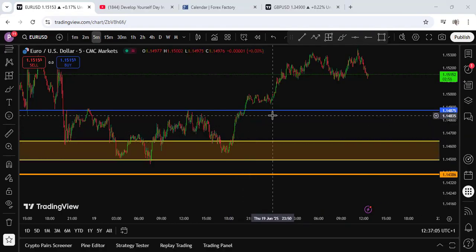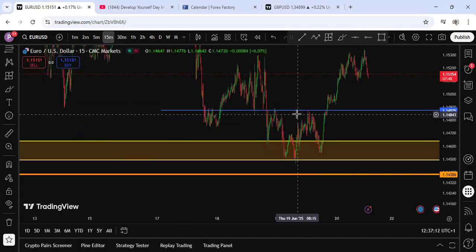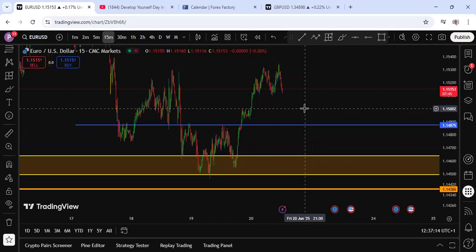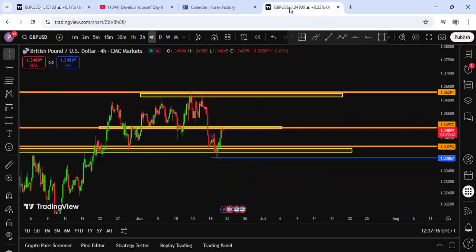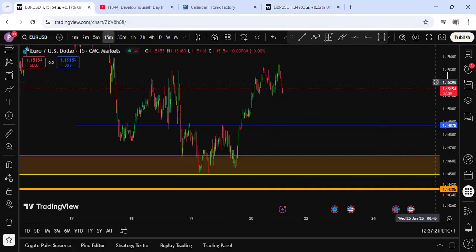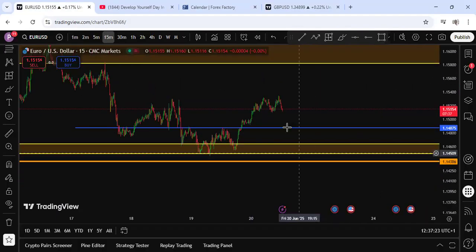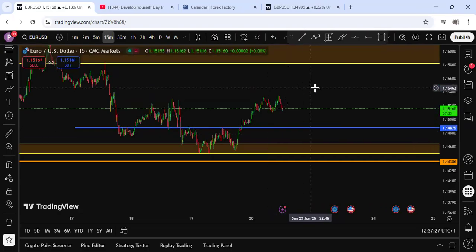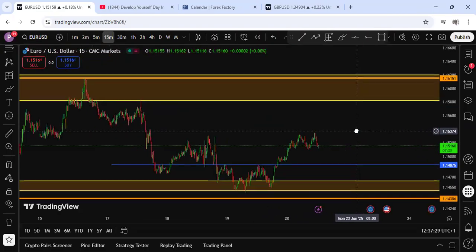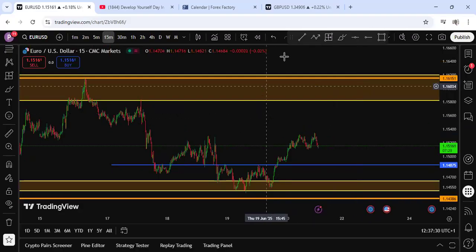Good. So now we are expecting the Euro USD. The last one we spoke about was GBP USD, right? Now this is Euro USD. So we are expecting Euro USD to give us a pullback to this level, or otherwise it will break out. Let's see if there is also a level here.